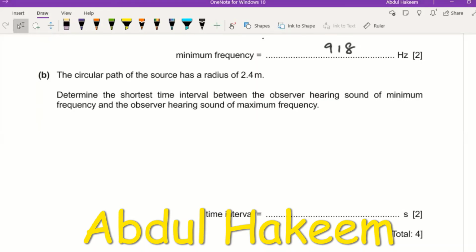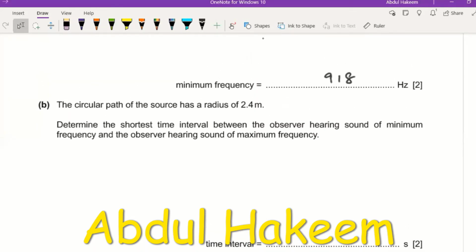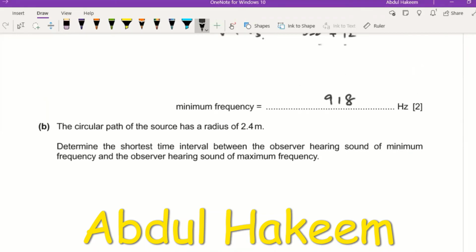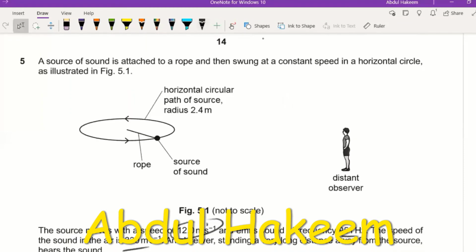the circular path of the source has a radius of 2.4. Determine the shortest time interval between the observer hearing the sound of the minimum and hearing the sound of the maximum. Look, the source is moving in this direction. So here, at this point, the source is moving in this direction, mean going away. And here, the source is moving in this direction, towards. So this is for towards, and this is for away.